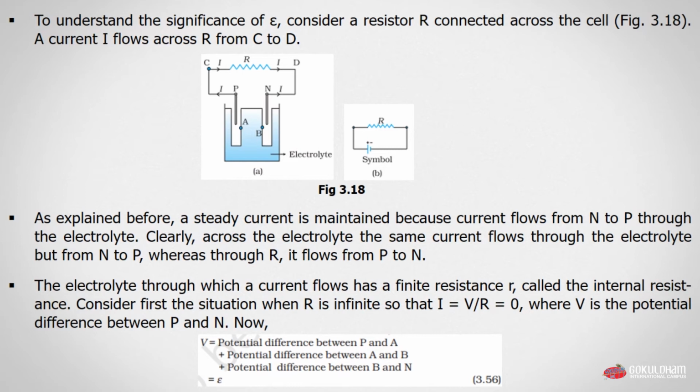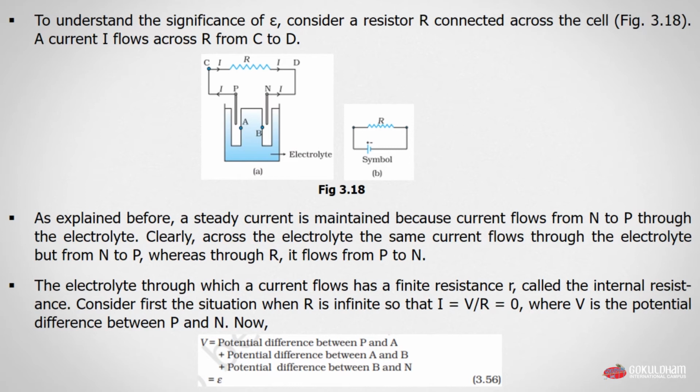Clearly across the electrolyte, the same current flows but from N to P, whereas through R it flows from P to N. Means when R is not there, the current flows from N to P, but as R is there, the current is flowing from P to N, and the electrolyte through which a current flows has a finite resistance r called the internal resistance.